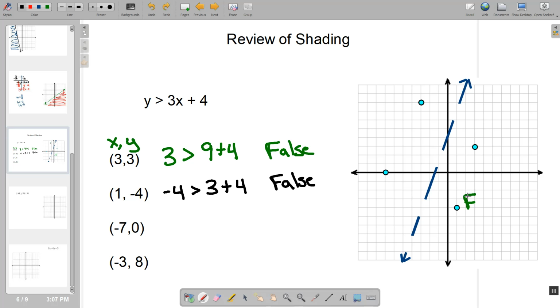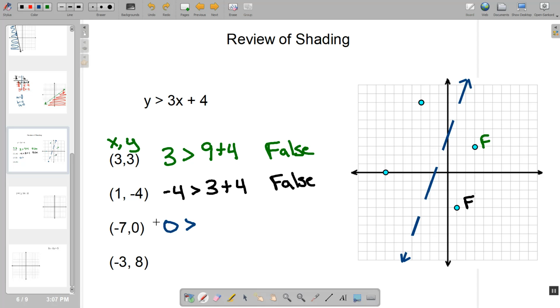Whoops, so I put that in the wrong spot. That one's false. That should be in a different color, though. So false right here. And then green, this one should be false. There we go. For the point negative 7 comma 0, I plug it into the equation.